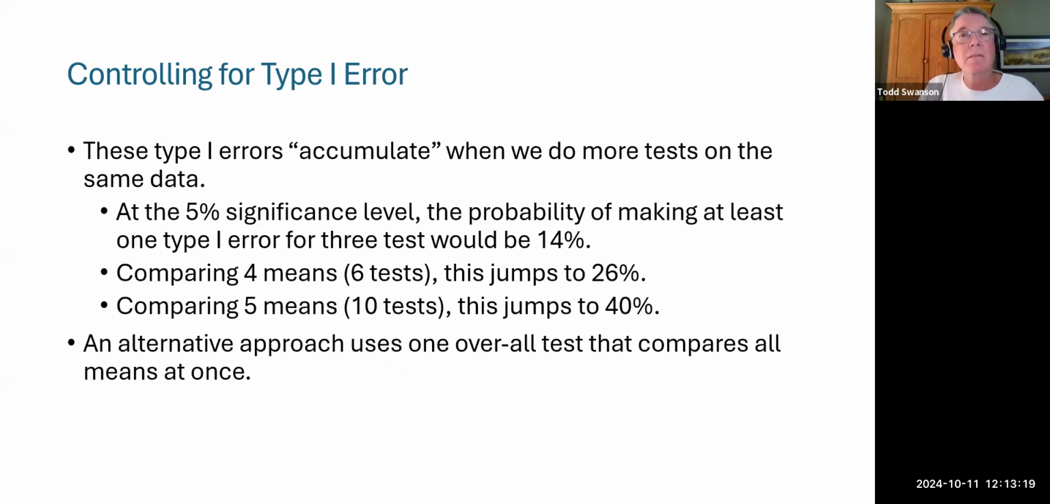If you're doing 3 tests, the probability of making at least one type 1 error is 14%. With 4 means, it's going to be 6 tests. That jumps up to 26%. With 5 means, or 10 tests, it jumps up to 40%. So that's why we don't end up here. We control for that at the beginning, testing the overall test at the 5% level. And then if we find something, we can look where it goes.